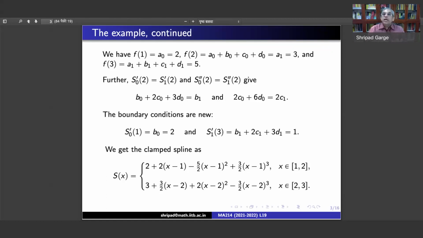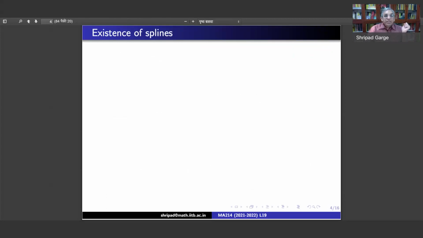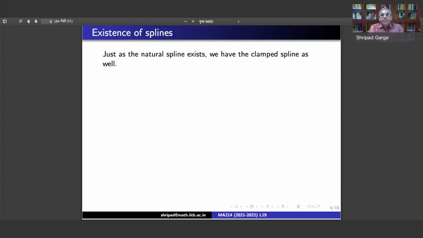Similarly, we seem to have a similar result for cubic splines. Also, let's do one more example. But okay, before going to the second example, we would like to establish this theorem on the existence of splines. I realized that I had never stated it even for the natural spline. So let me just have this result stated once and for all.